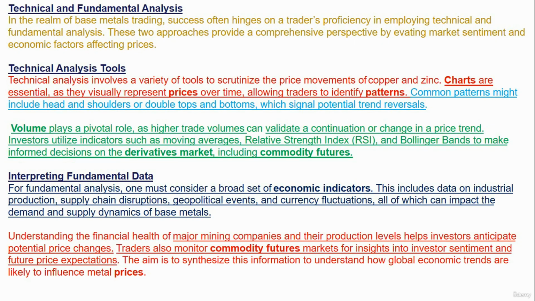So metal can be looked into with technical and fundamental analysis. In technical analysis tools, a trader can use charts as they visually represent the price over time. Common patterns are head and shoulders, double top and double bottom. Volume also has a role, as a high trade volume can validate continuation or change in the price trend. And investors should use moving averages, RSI, Bollinger Bands to take decisions in the derivative market, including commodity futures.